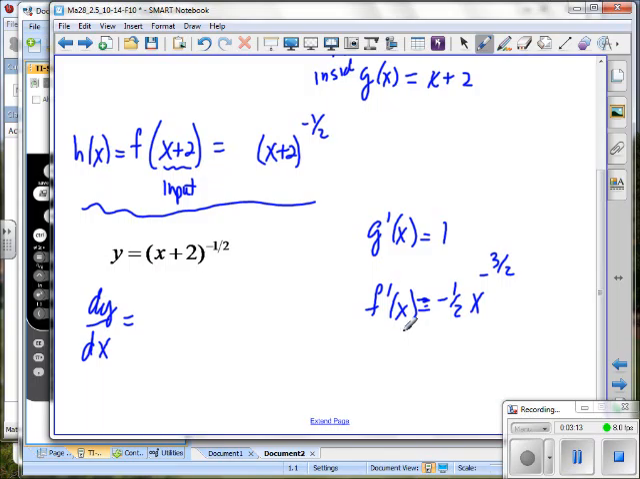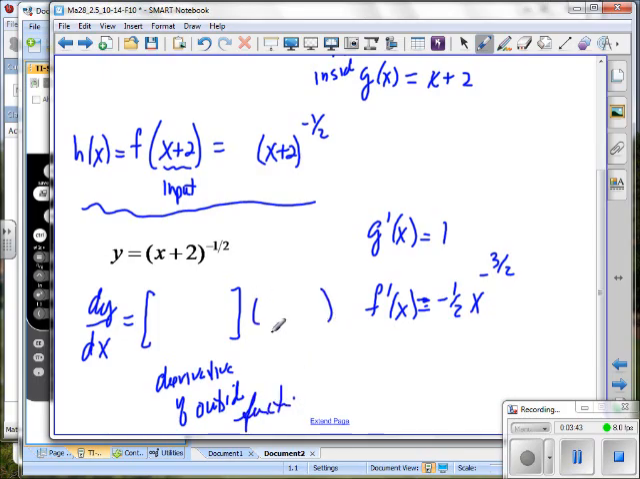I don't want to go back and throw the u's at you because I don't want to confuse anyone more than maybe you feel you're confused already, but let's look at it this way. This is going to be the derivative of the outside function times the derivative of the inside function.